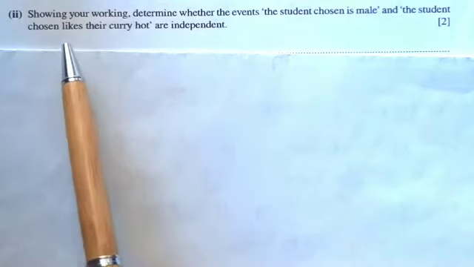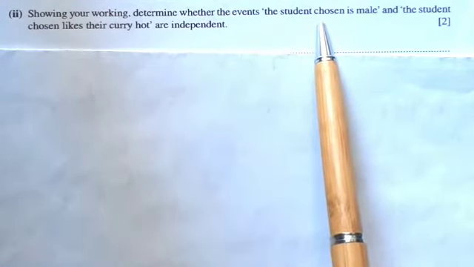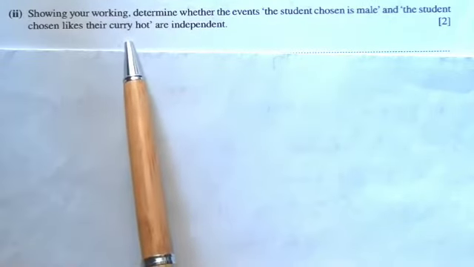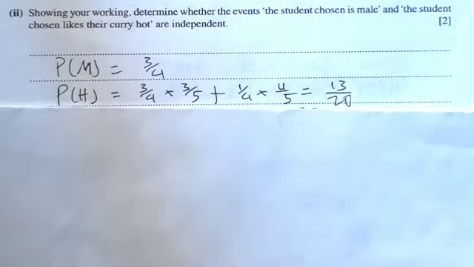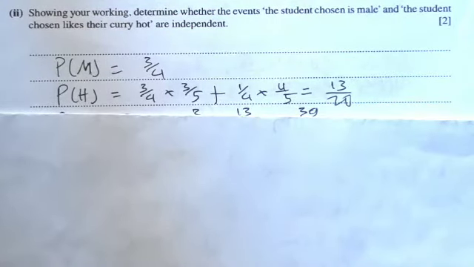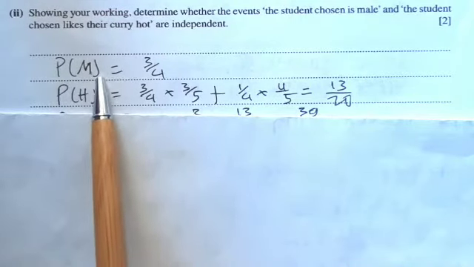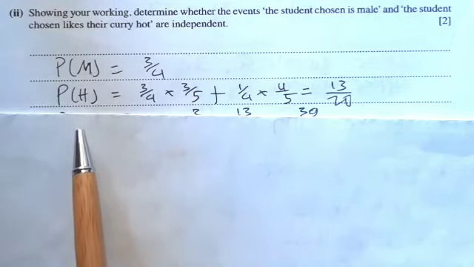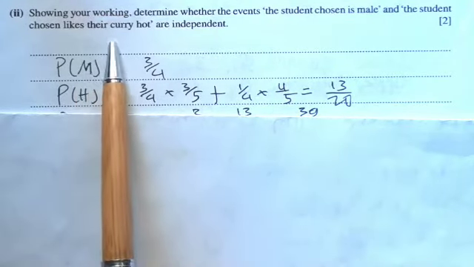Part ii, showing your working, determine whether the event the student chosen is male and the student chosen likes their curry hot are independent. First we have to find the probability of male, which you can see clearly in the tree diagram. The probability of male is 3/4, and then the probability of a student chosen likes their curry hot.